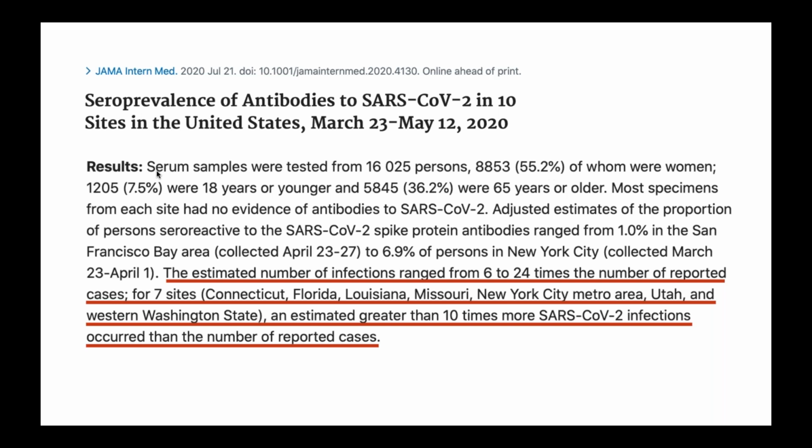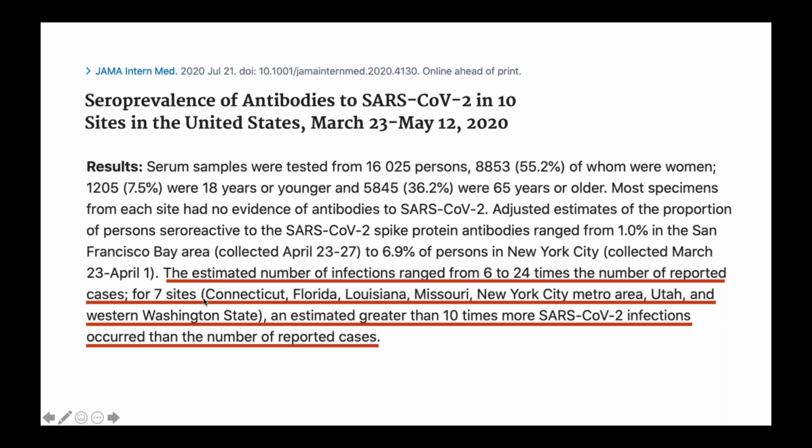Adjusted estimates of the proportion of people seroreactive to SARS-CoV-2 spike protein antibodies range from 1% in the Bay Area to 6.9% in the New York City area, collected March 23rd to April 1st. So again, very early on in the pandemic. But the key take home, and this is again something that was really emphasized quite a bit in news reports recently, is that the estimated number of infections range from 6 to 24 times the number of reported cases.